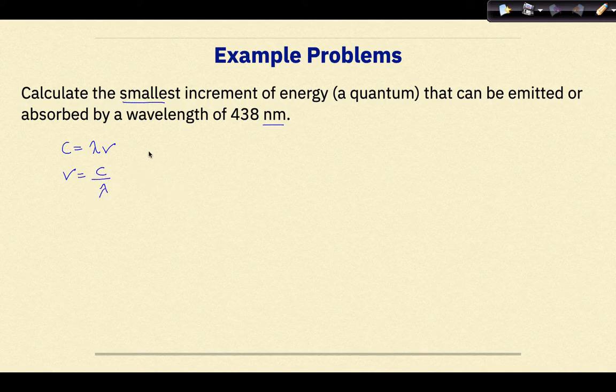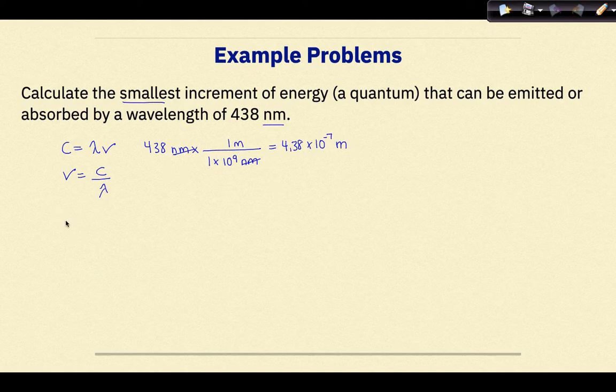And before I go any farther, I'll start with the 438 nanometers, and there is 1 times 10 to the 9th nanometers per every 1 meter. And then nanometers cancels nanometers, and 438 times 1 divided by 1 times 10 to the 9th equals 4.38 times 10 to the negative 7 meters.